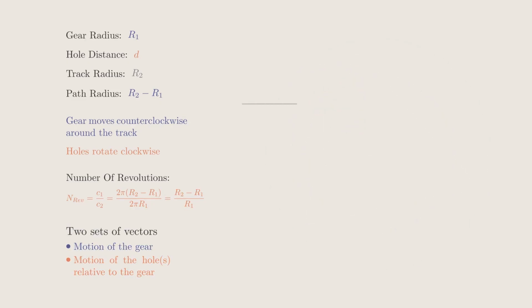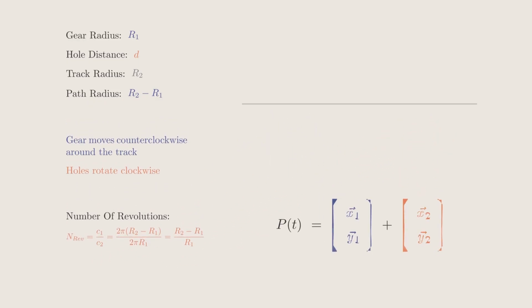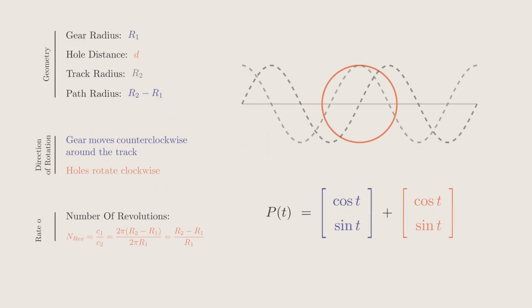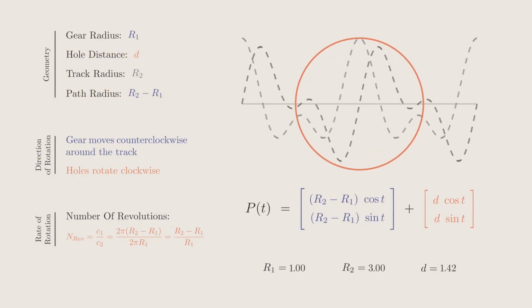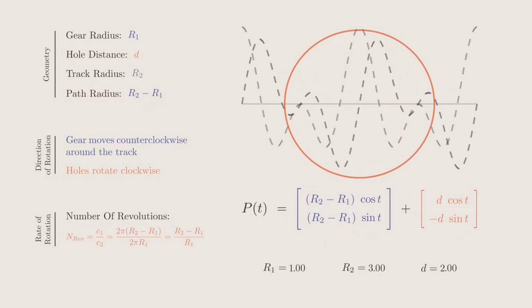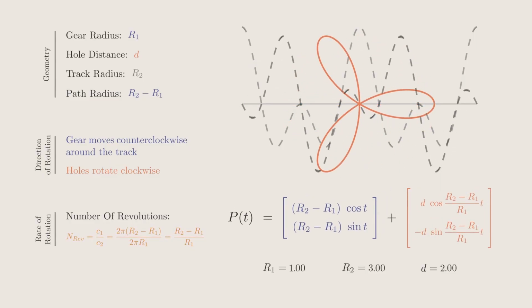We have all of the pieces to our puzzle, now we just need to assemble it, starting with our two sets of vectors, one for the gear and one for the holes. Now we can break our information into three groups, each representing different types of transformations. Matching the geometry requires that we vertically dilate the equation. The default direction of rotation is counterclockwise, so to reverse the direction of rotation for the holes, we need to reflect the y component. And lastly, to affect the hole's rate of rotation, we need to apply a horizontal dilation.